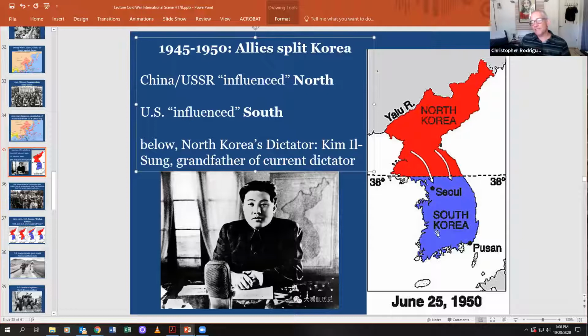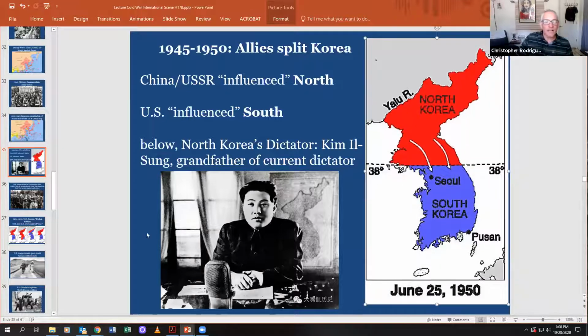So the US influenced the South. Its capital was in Seoul, and Pyongyang, the capital in North Korea, was up here. However, Kim Il-sung wasn't the guy that wanted to be pushed around by either the United States or China. He was very much a nationalist and very much his own guy, a lot like his grandson is today. I think one of the number one foreign relations issues that China has is North Korea. It drives them crazy.